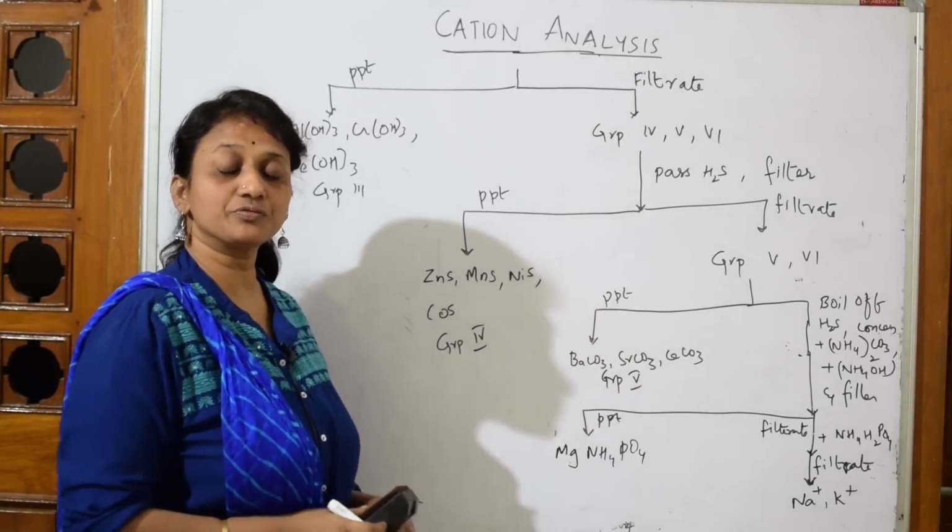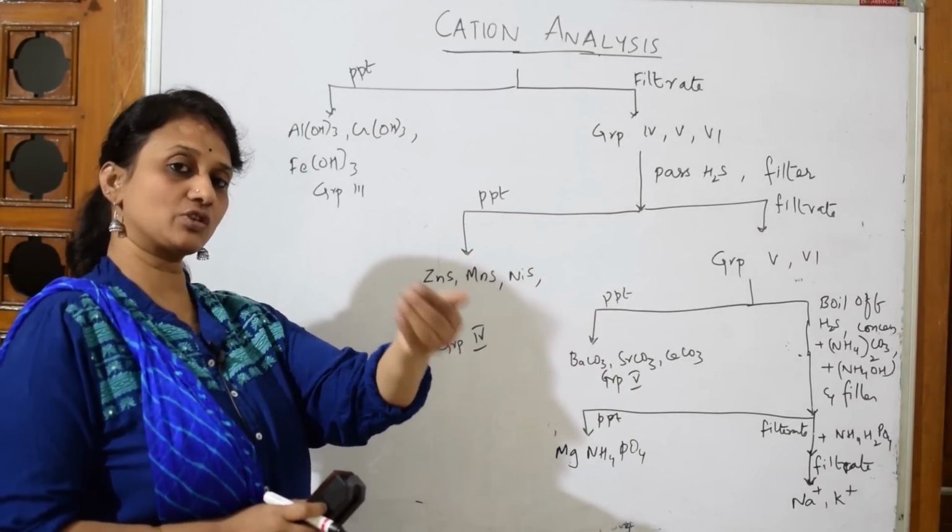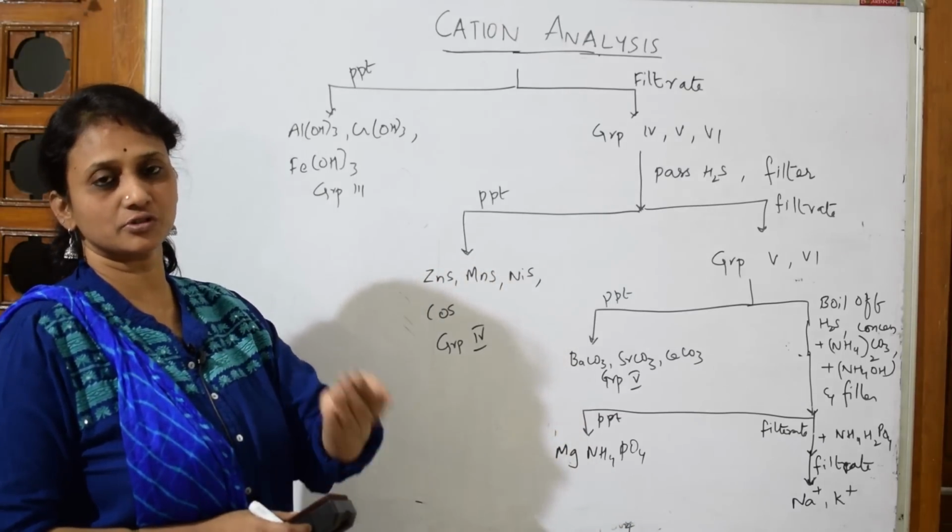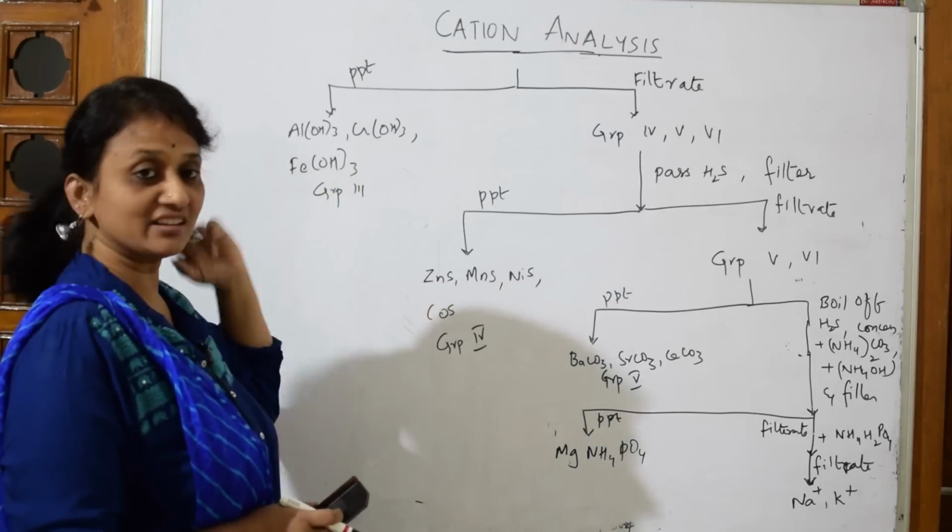Right. So now we have seen what to do if group 1 is not there, how to do group 2. After group 2 is not there, how to do group 3. So this is where I ended in the last video.